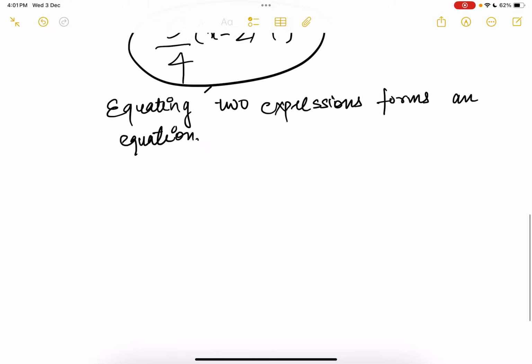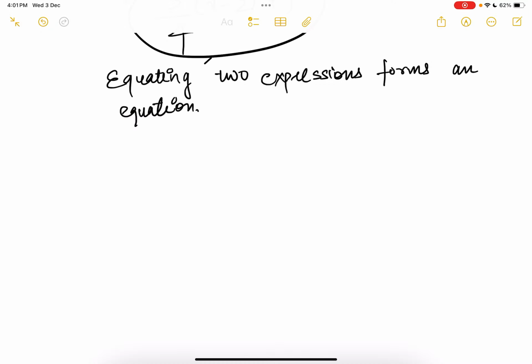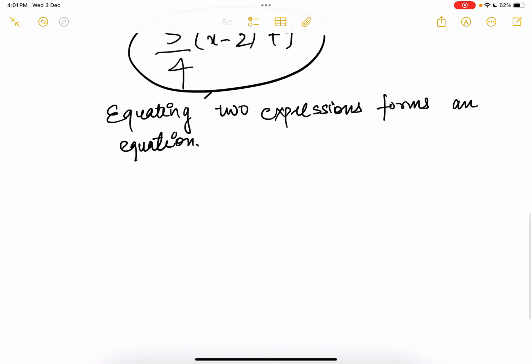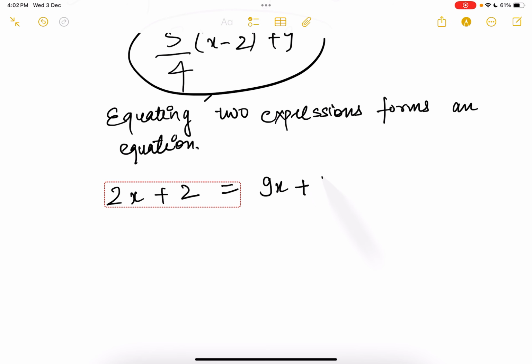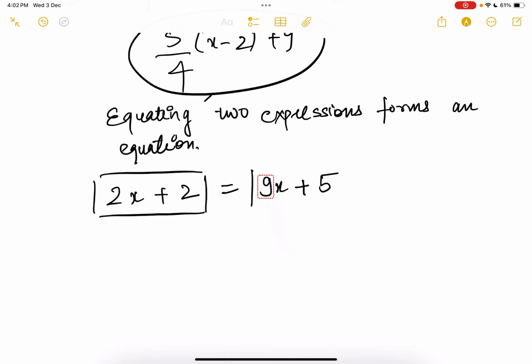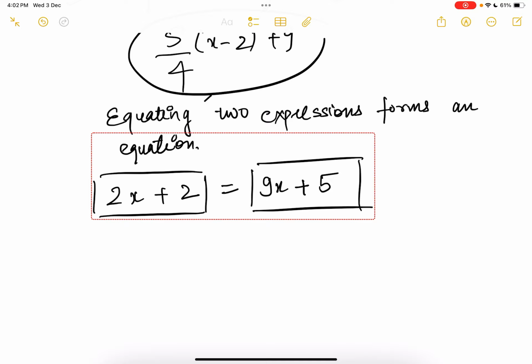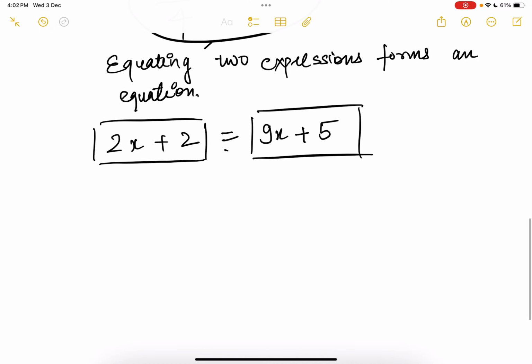Suppose you had two expressions. I'll take very simple expressions. Suppose I'm taking 2x plus 2, and I'm equating it with 9x plus 5. So this was one expression and this was another expression, and I equated these two. How do I equate expressions? With the equal to sign. You know from very basic classes that this is how you form an equation.